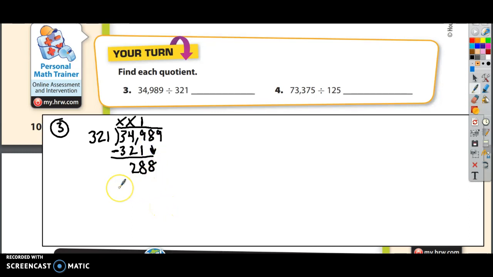Since I brought this 8 down, I have to ask myself, how many times does 321 go into 288? And it does not. So I am allowed to bring down this 9, but first I have to put a 0 here because I just said that 321 does not go into 288. So I have to put a 0 there. Now I can bring down this 9 right here. And now I ask myself, how many times does 321 go into 2,889?